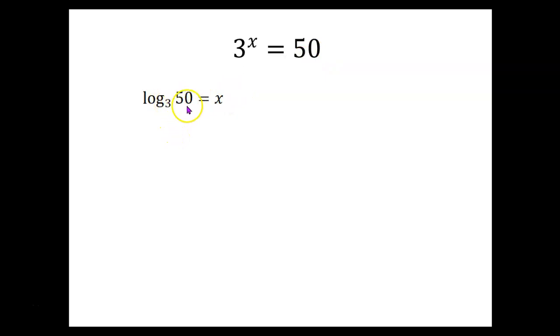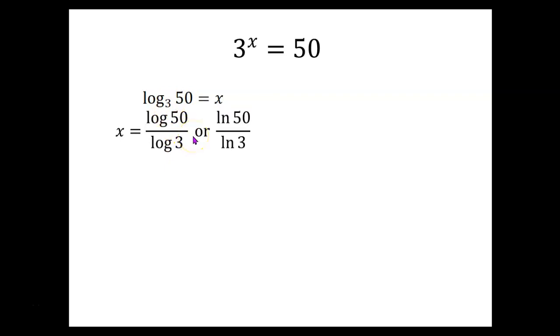Okay, but then how would we figure out what that is? How would we get a number for log base 3 of 50? Remember that change of base formula we looked at last time? To find any base logarithm of a number, we can calculate that by just taking the common log of that number divided by the common log of the original base.